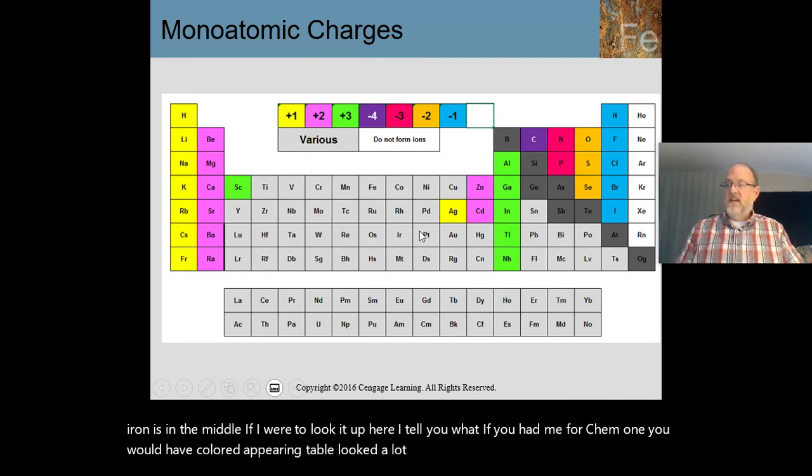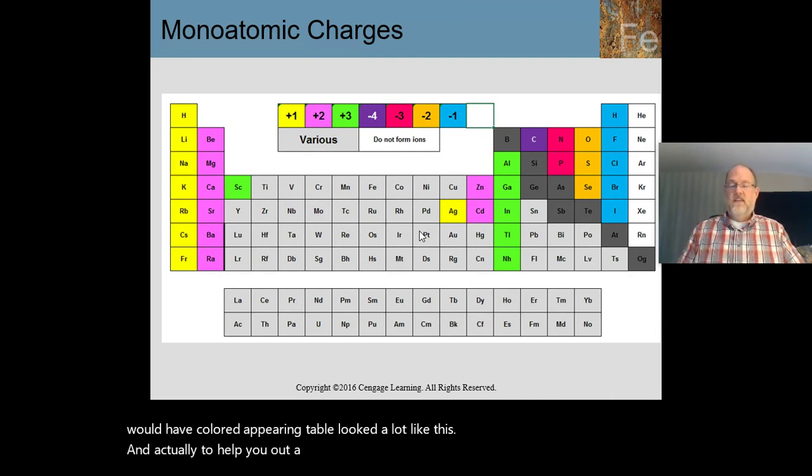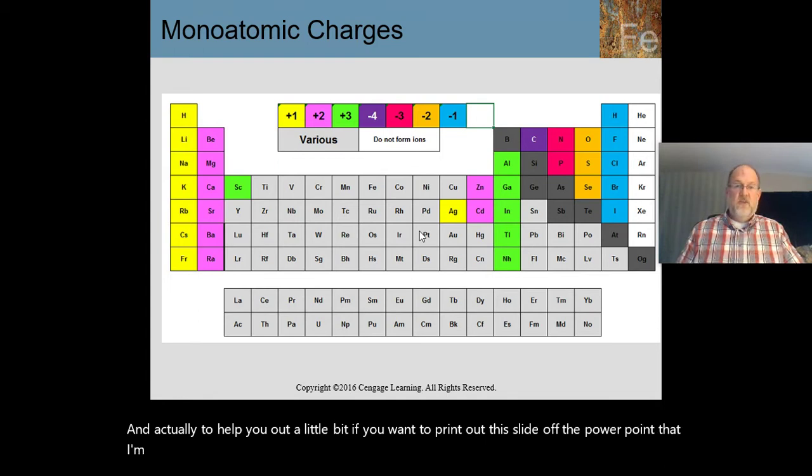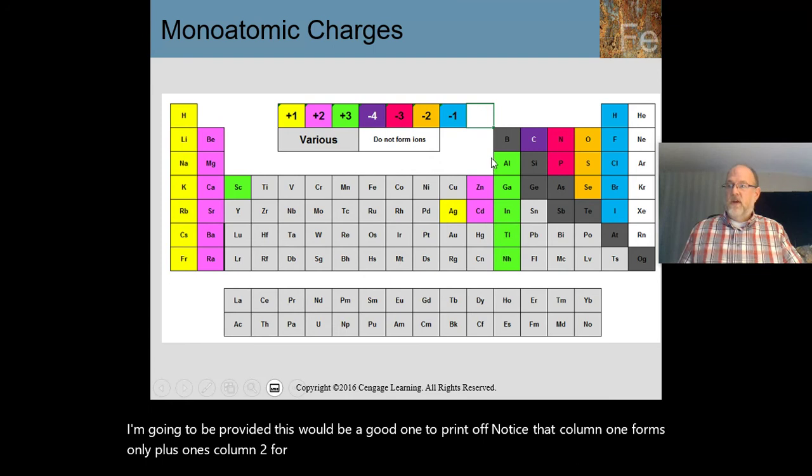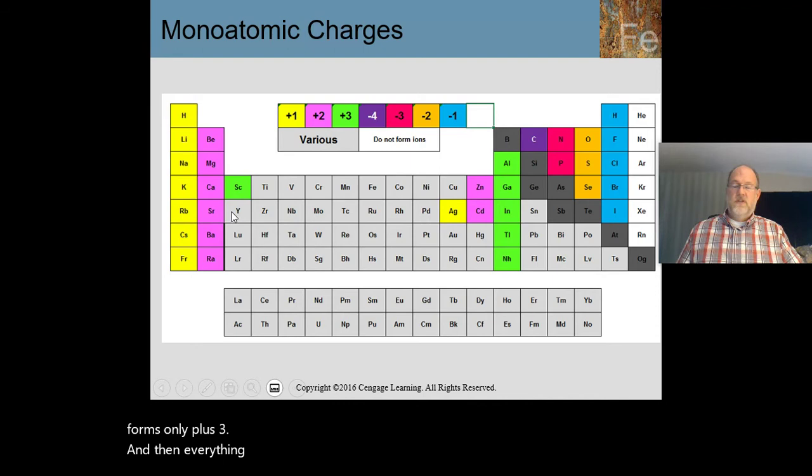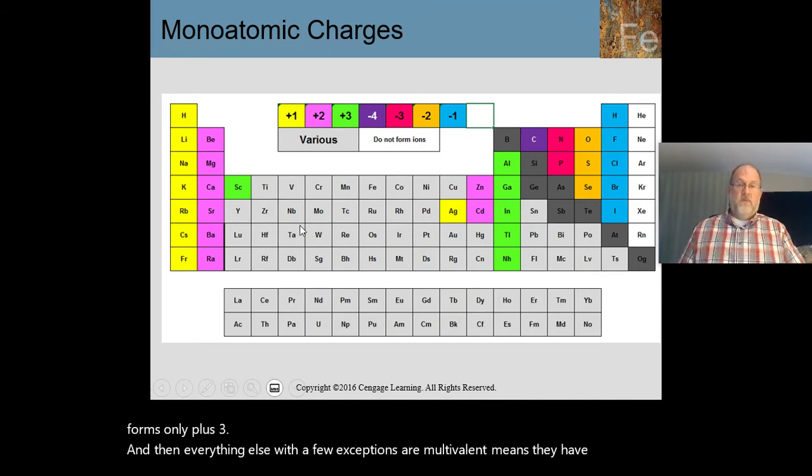And to help you out a little bit, if you want to print out this slide off the PowerPoint that's going to be provided, this would be a good one to print off. Notice that column 1 forms only +1, column 2 forms only +2, and column 13, 3A, forms only +3. Everything else, with a few exceptions, is multivalent, meaning they have multiple possible charges that they could form.